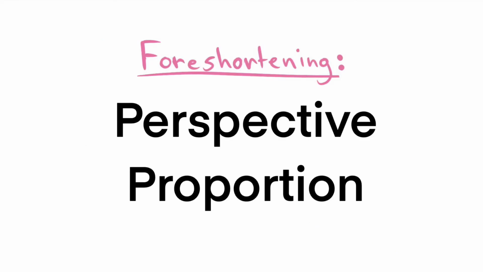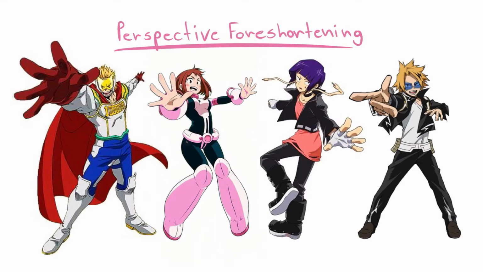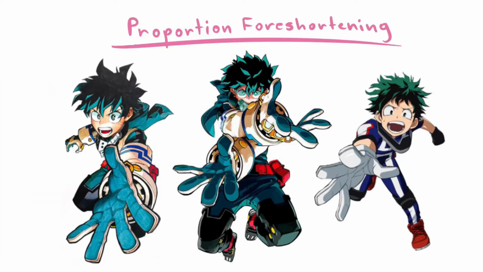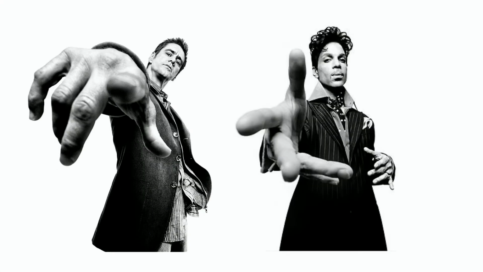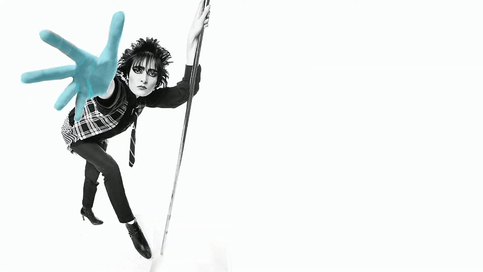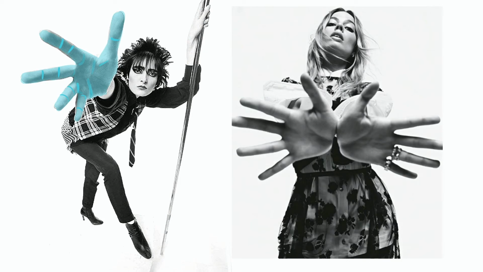Alright, so now that we understand that foreshortening is made up of perspective and proportion, let's look at some examples. The easiest way to foreshorten the hand is to make it significantly bigger or smaller than the face, or to distort the proportions between the fingers and palms. It's always good to trace and use references whenever you can to make sure that your hand poses are accurate.